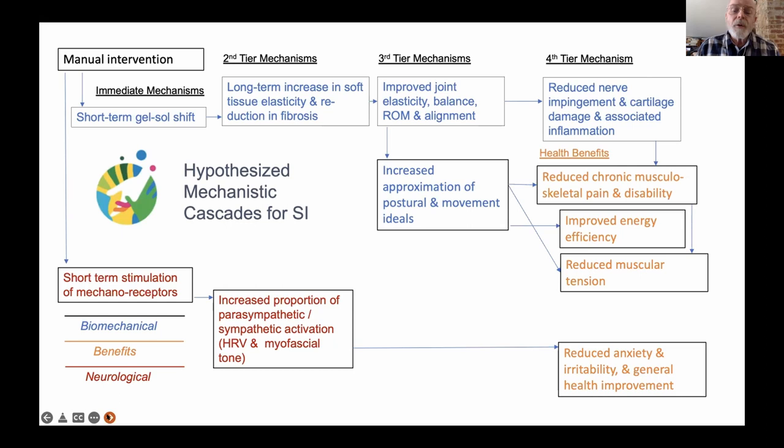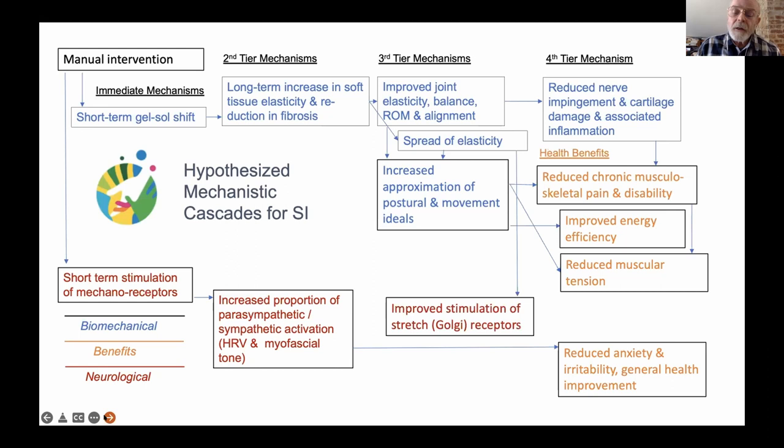Now, we're going to go through a different, a little bit more complicated cascade to get to another neurological hypothesis. We all know and believe, and it's a key tenet of structural integration, that once you increase the elasticity in enough areas of the body, it starts to spread. And that contributes to the approximation of our ideals. It also contributes to stimulation of the stretch receptors in the tendons and origins of muscles. Dr. Rolf talked about this a lot. The Golgi receptors are very dense in where muscles attach to bone, tendons and origins.